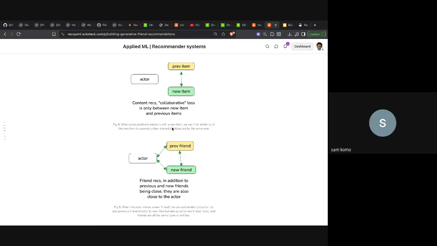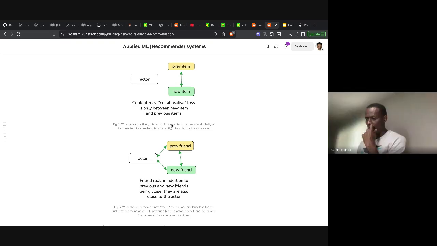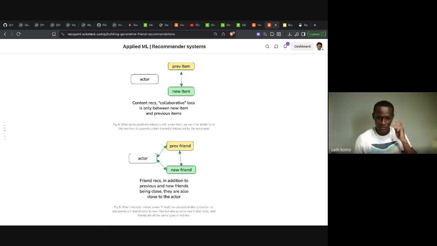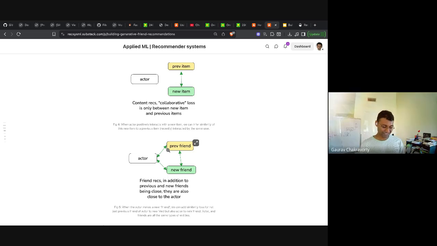1 second. I don't know why this camera keeps doing this. I am not quite sure. Keeps disconnecting.